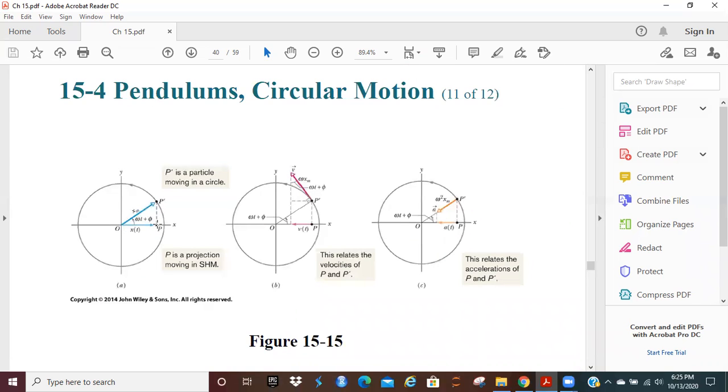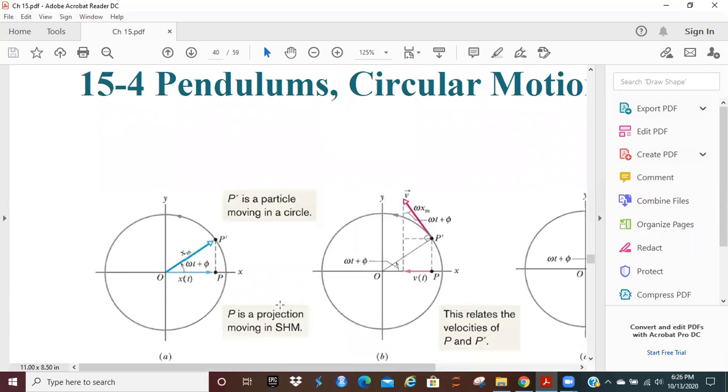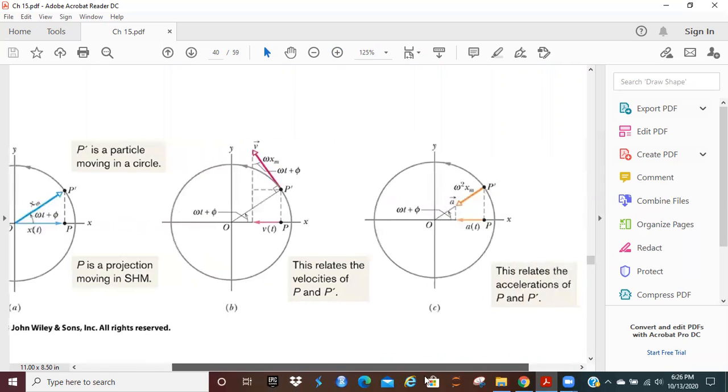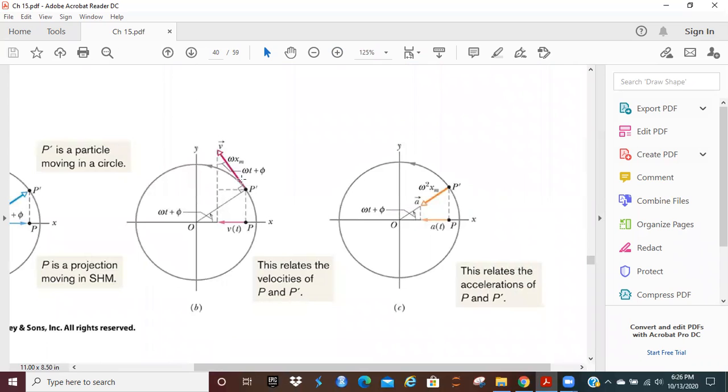So we've got P, which is a projection moving in simple harmonic motion. And this is a particle that's moving in a circle. You can see all of the component parts here. This is the maximum displacement that occurs. This is the displacement that actually happens, and this is the angle that's formed at a particular time. We can see the velocity vector, both this direction as well as this direction. And then we can see the acceleration at each of those points as well.